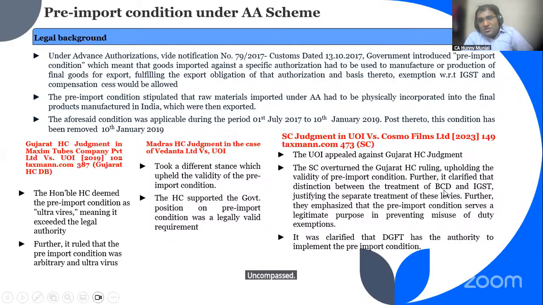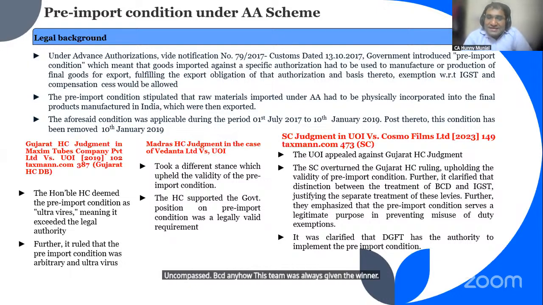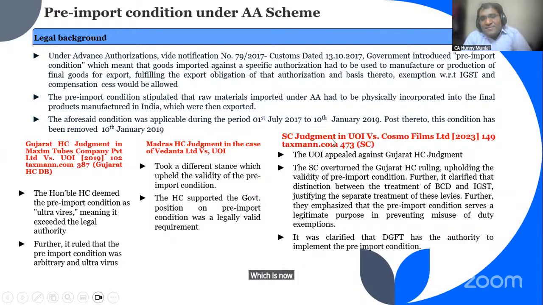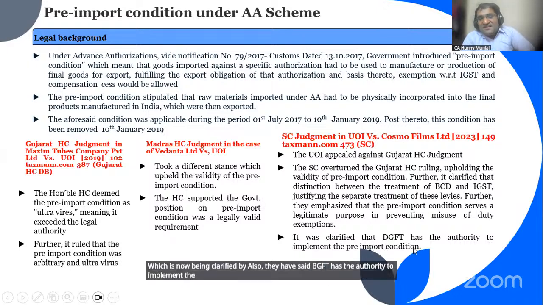BCD, anyhow, this scheme was always giving the benefit, which is till now available. But for IGST and compensation cess, there was a dispute for the period July 2017 to January 2019, which is now being clarified by the Supreme Court. Also, they have said DGFT has the authority to implement the pre-import condition. So DGFT has the power and authority to implement this condition.